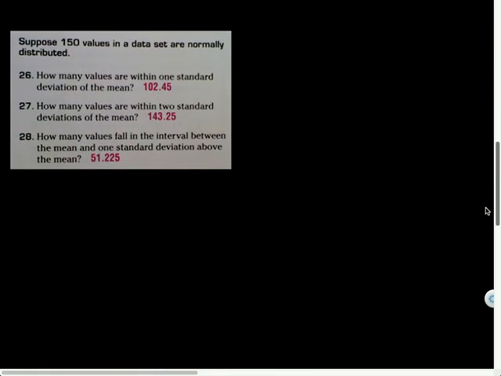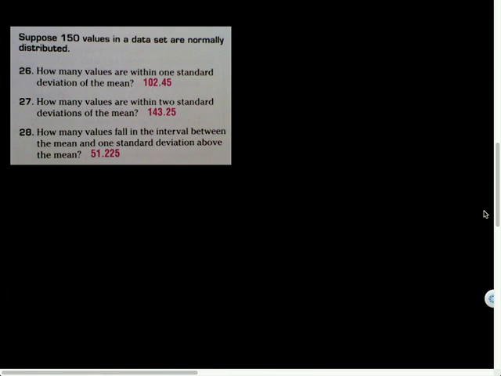So let's look at another set of problems here. It says, suppose 150 values in a data set are normally distributed. All right, normally distributed. Here I'm just grabbing my little chart that I'm anticipating needing. It says how many values are within one standard deviation. Well, within one standard deviation, it sounds like for problem 26, that's an about-the-mean question. So t is equal to 1 standard deviation above and below.